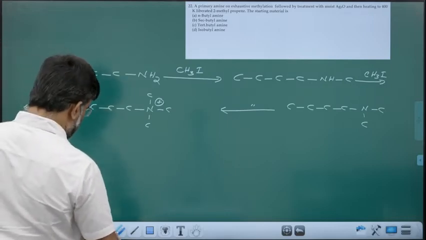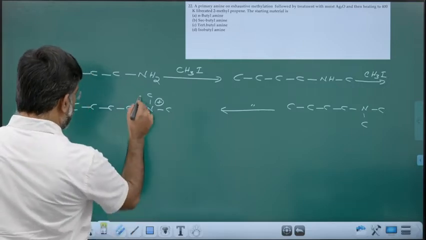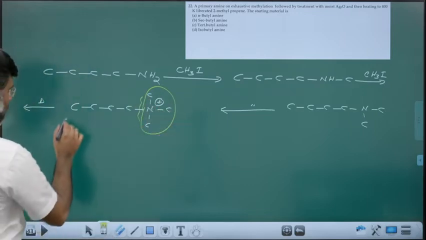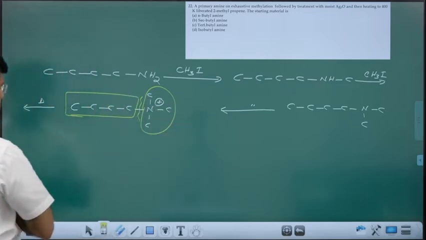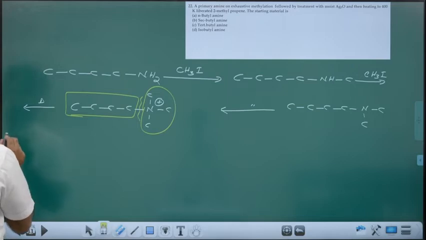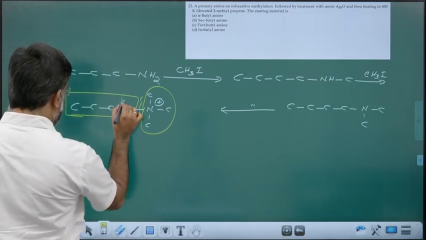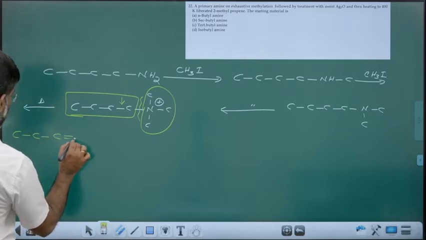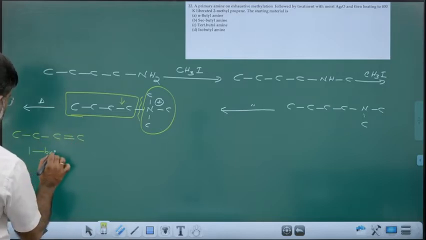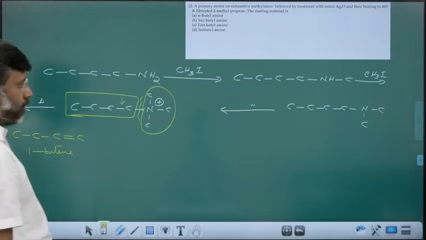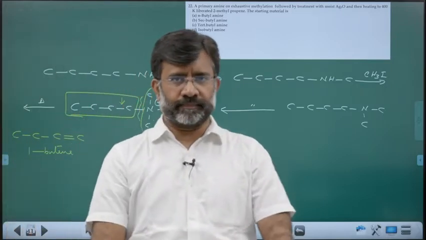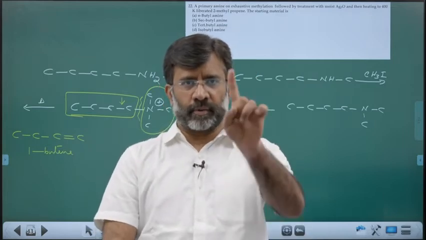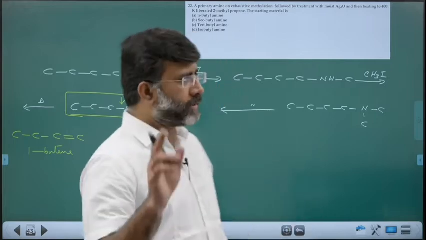That is what I said earlier. In Hofmann's elimination, it is going to break here. This is removed as trimethylamine, and this part of the molecule will be converted to an alkene, the least substituted alkene, meaning the double bond comes in the first position. You get 1-butene as the major product. This is the Hofmann elimination product if you take option A. But that is not what is asked.